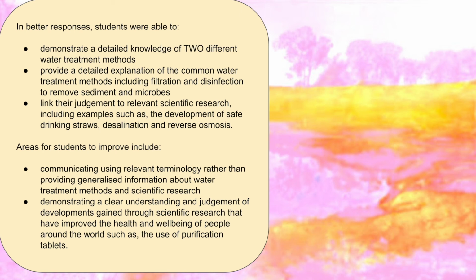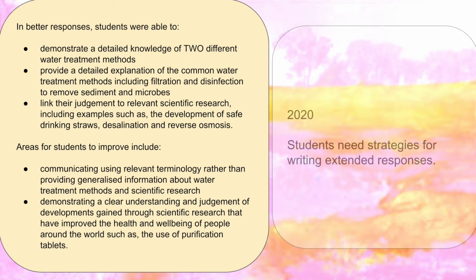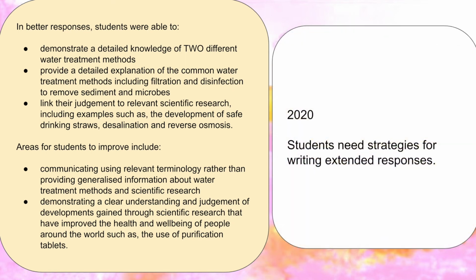So that might be a thing to try: put down as many as you can think of. But don't put down so many that you're going to contradict yourself. And you give an explanation of each of those, and you talk about how they work. And then, of course, you must make sure you do that judgment. And that's the key thing here as well, that you do need strategies for writing extended responses.